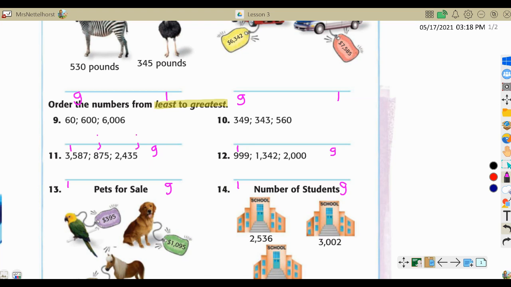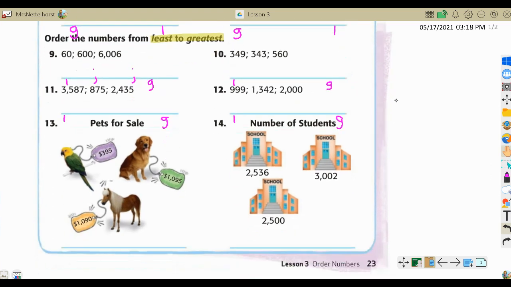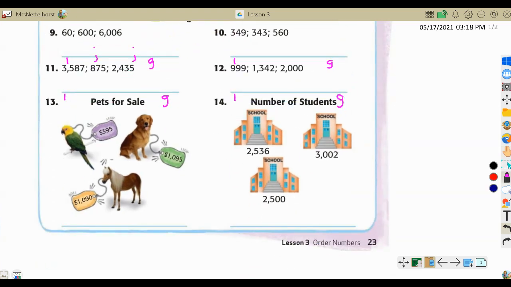Don't write your semicolons in first, though. Write your number, put a semicolon. Otherwise, it's going to get squishy. It'll get really hard to read. And I have to be able to grade these. Actually, Miss Shahady does, but that's a different story. Okay, again, least, greatest, least, greatest.